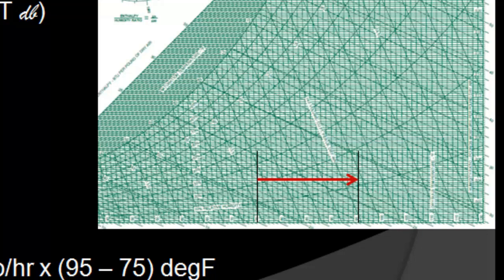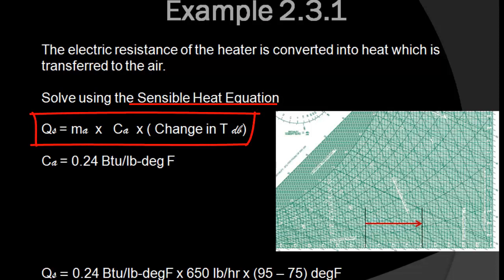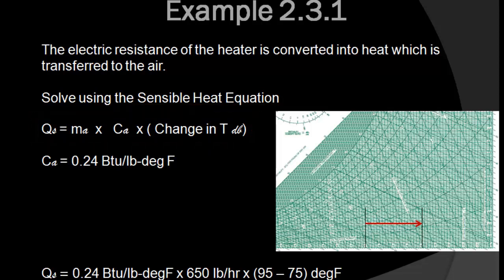To solve, we will use the sensible heat equation, where Q sub S is equal to the mass flow rate of the air times the specific heat of the air times the change in dry bulb temperature. In this application, Q sub S is the heat required in BTUs per hour, and the specific heat of the air is 0.24 BTUs per pound degree Fahrenheit.